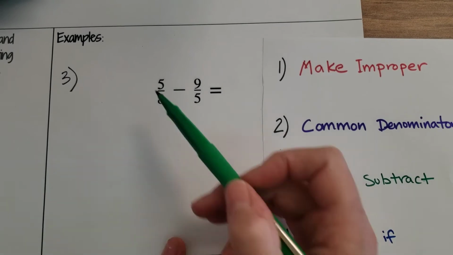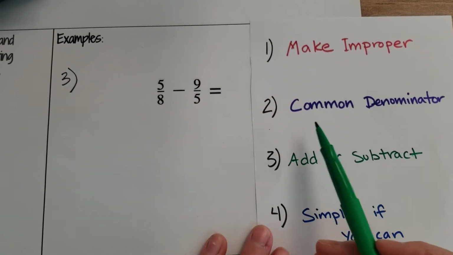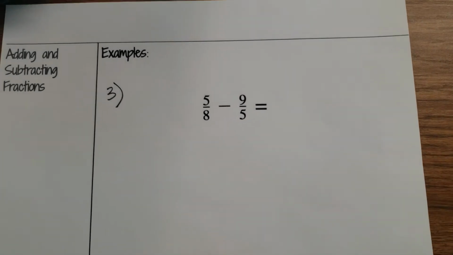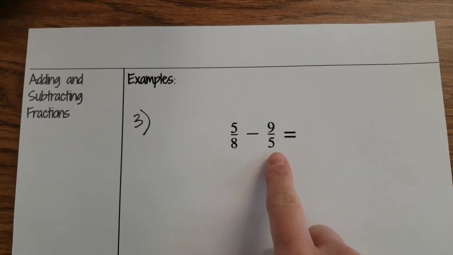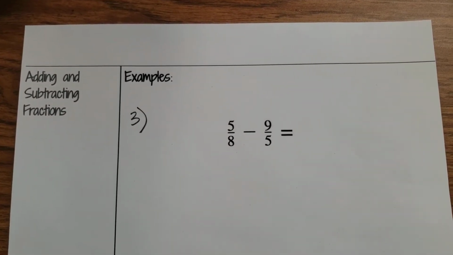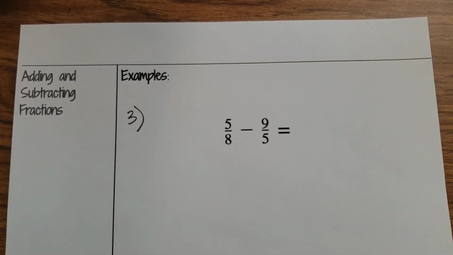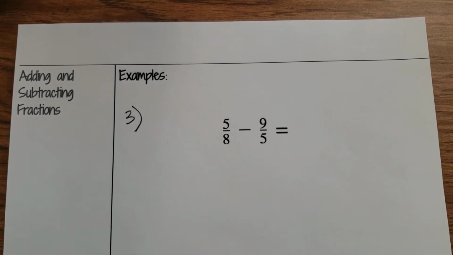So as long as we have a numerator and a denominator, we're good to go. So we're going to go right down to the next step and find a common denominator. Think about 8 and 5. What's the least common multiple of 8 and 5? What could you change an 8 and a 5 both into? Are you thinking 40? I was thinking 40 also.